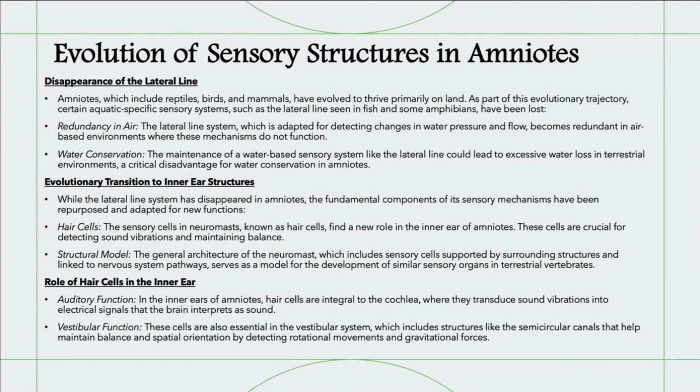And the other thing is that in order for the lateral line system to be maintained, it needs water. So if we were to have this, it would lead to excessive water loss because our body would be constantly trying to provide water to this lateral line system, which isn't even helping us to begin with. Okay, so while the lateral line system has disappeared in amniotes, we still have, of course, some sensory mechanisms that will help us understand what is happening in our environment.